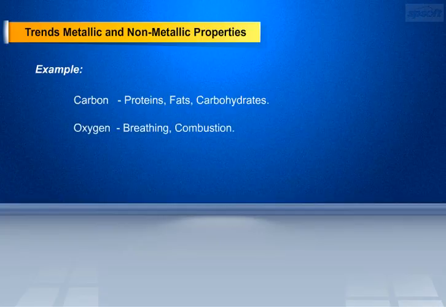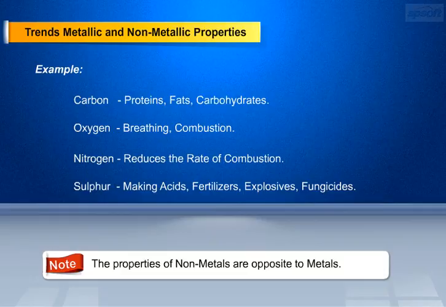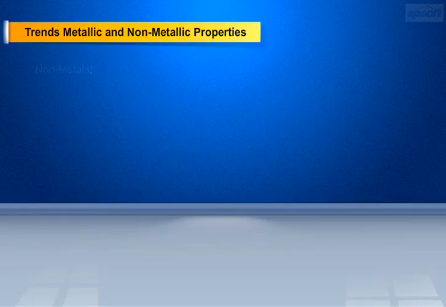Oxygen: breathing, combustion. The most abundant non-metal in the Earth's crust is oxygen. Nitrogen reduces the rate of combustion. Sulfur is used for making acids, fertilizers, explosives, fungicides. Here note that the properties of non-metals are opposite to metals.